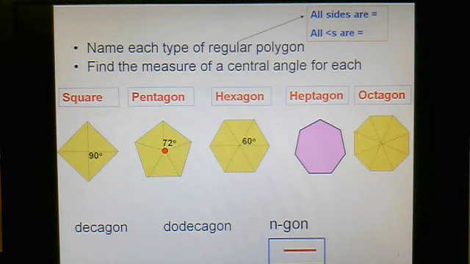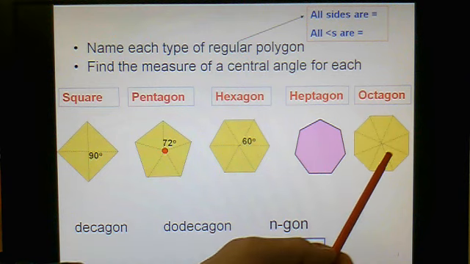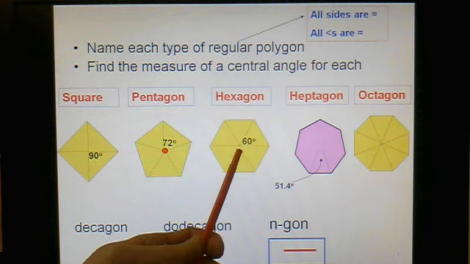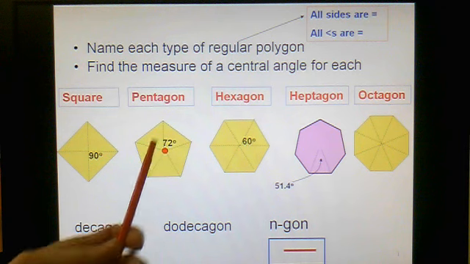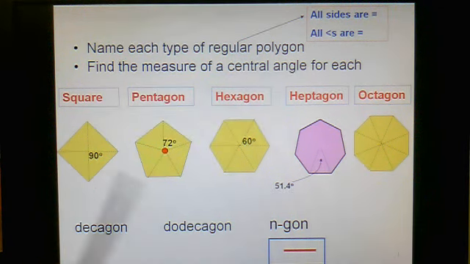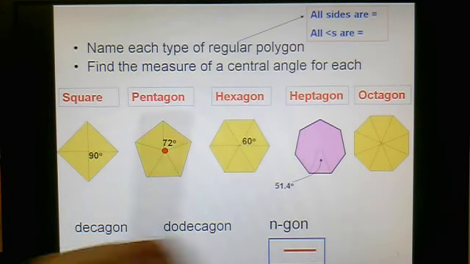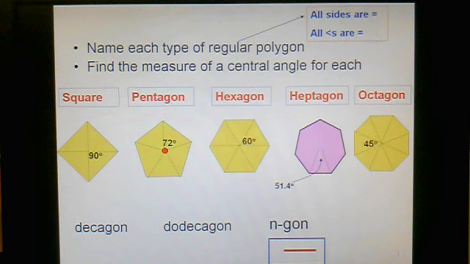Heptagon and the octagon. The octagon, think about how many radii you're drawing. You end up drawing 8 radii. Heptagon, I'm only going to draw 2 of them on here, but you should have 7 radii. And this is the only one that I think ends up being a decimal value on here. You should have 51.4 for that central angle here. And again, I could label any of these angles as 72, or any of these as 60, or any of these as 90. I don't have all the other triangles. Any of these is approximately 51.4. I believe the octagon ends up being 45 degrees.